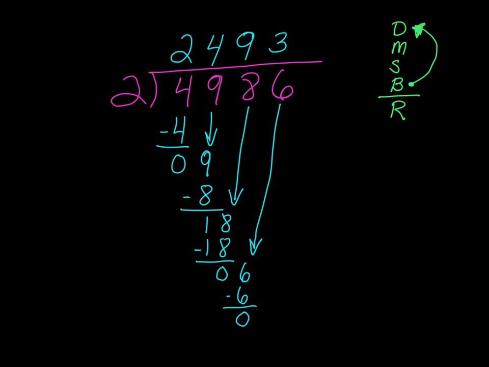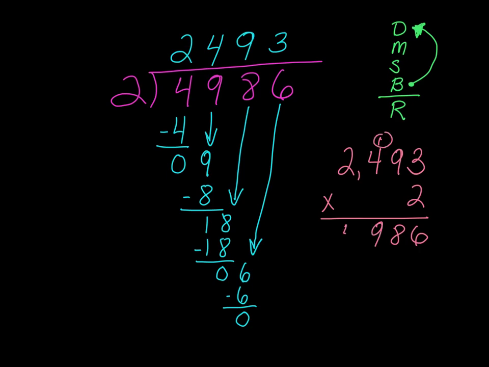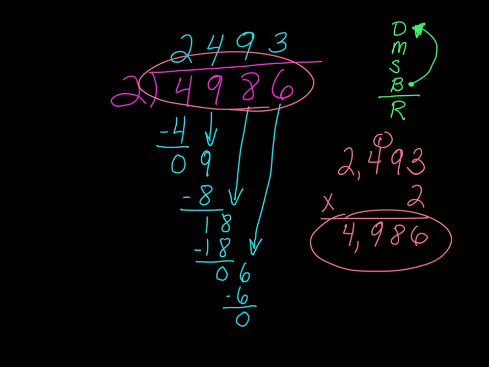So let's do 2,493 times 2. We get 6. 9 times 2 is 18. Carry the 1. 4 times 2 is 8, plus the 1 is 9. 2 times 2 is 4. So 4,986. And we have a match, 4,986. Check.